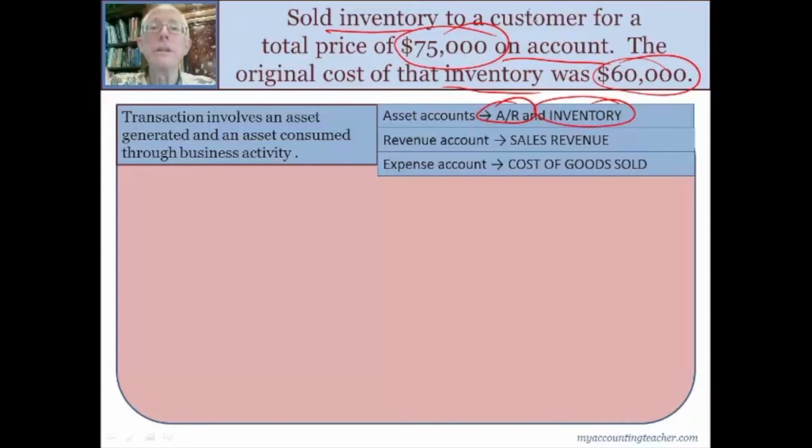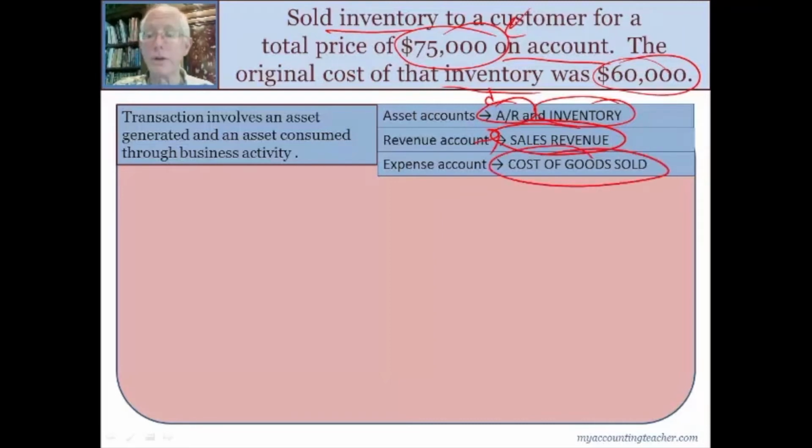Why, by the way, did somebody promise to pay us $75,000? Because we did something for them. We gave them some inventory. We created this $75,000 asset, this accounts receivable asset through doing business. That's revenue. What kind of revenue? It's sales revenue. We didn't do any lawn care for them. We didn't do any consulting for them. We didn't earn any interest here. We did some sale. We sold them something. So it's sales revenue. But there's an expense involved, and we know that expense is called cost of goods sold.